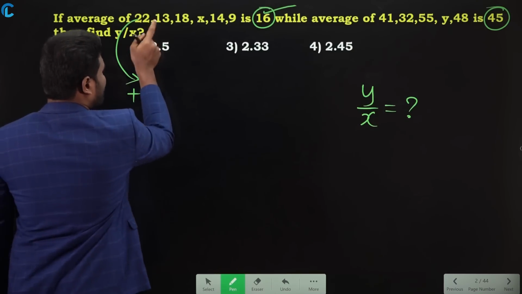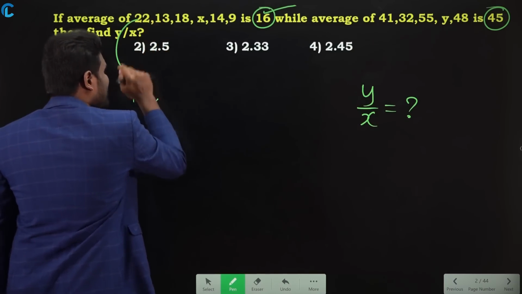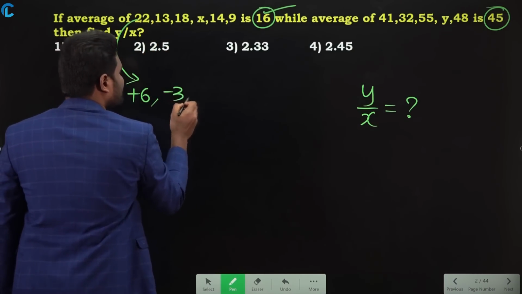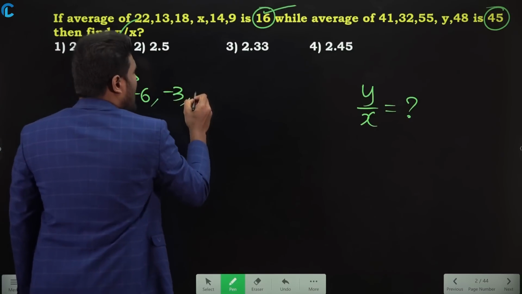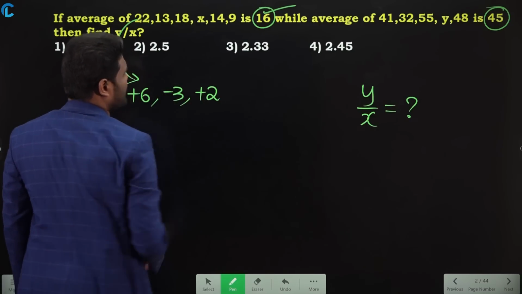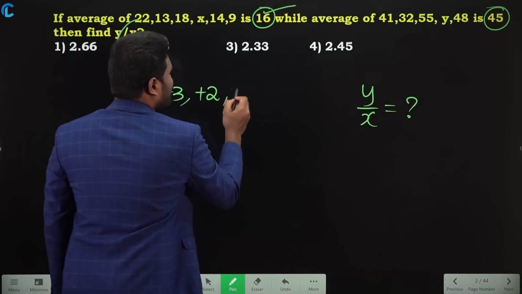Next, if you look at this number, this is 13, which is less than 16. How much less than 16? 3 less than 16. Now this is 18, which is more than 16. How much more than 16? 2 more than 16. Next, this is like x.